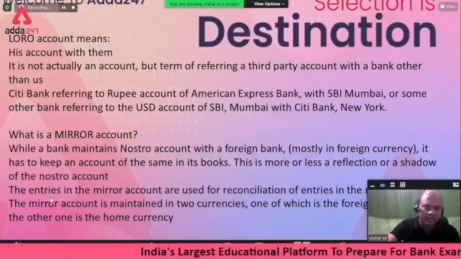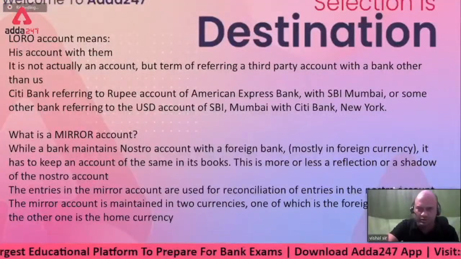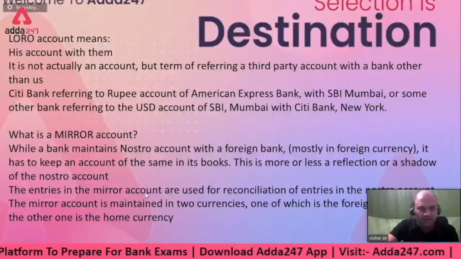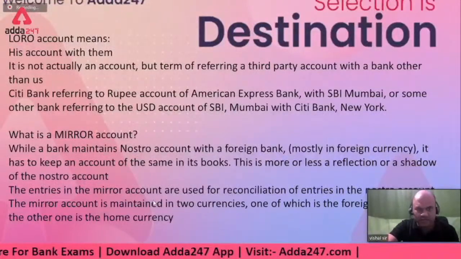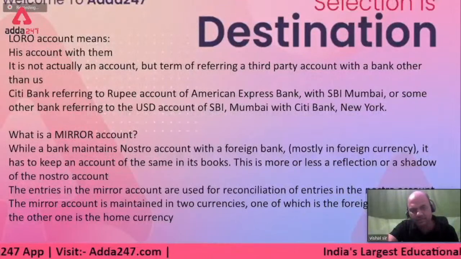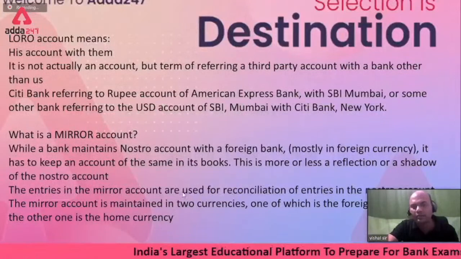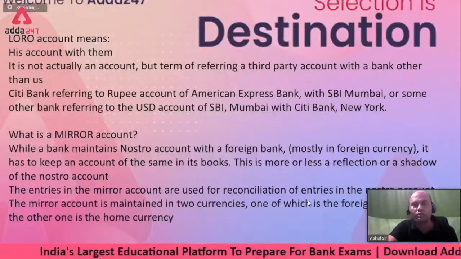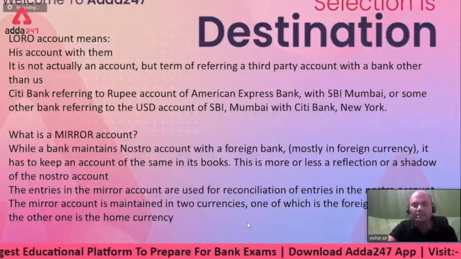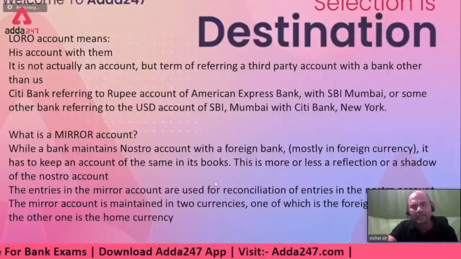The entries in the mirror account are used for reconciliation of entries in the nostro account. So it's a recon process basically. The mirror account is maintained in two currencies, one of which is a foreign currency and another is a home currency. So mirror will always be in two currencies. You will have two mirror accounts. One is the foreign currency, the same currency mirror account in which you have a nostro. And second is the local currency.